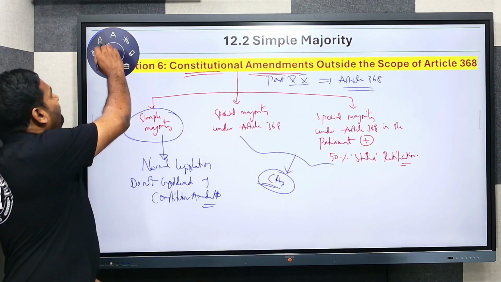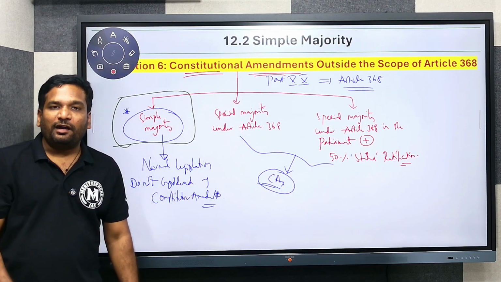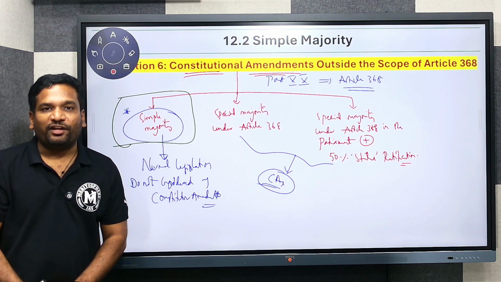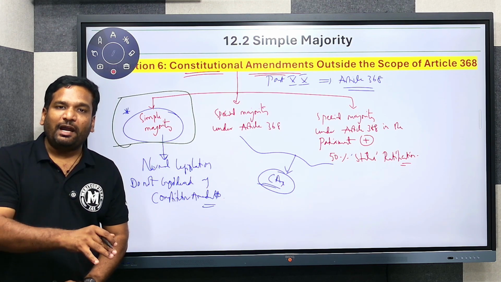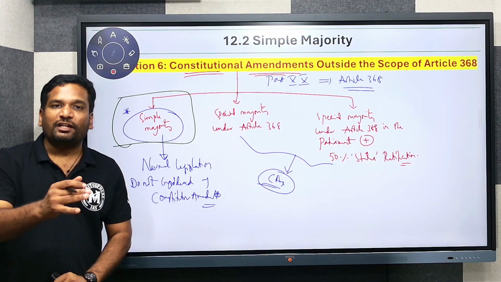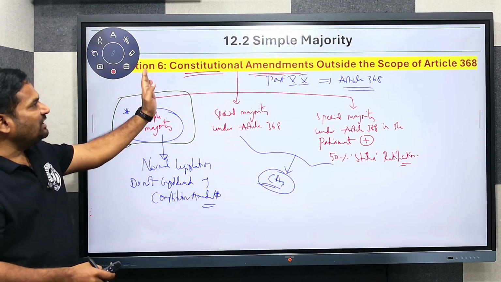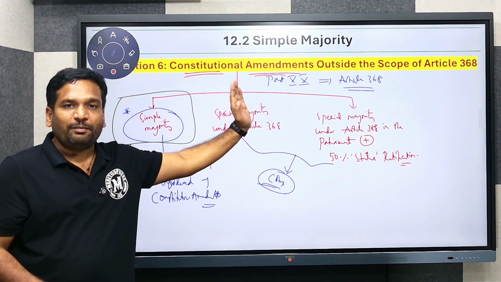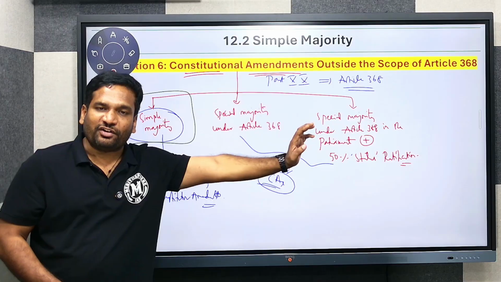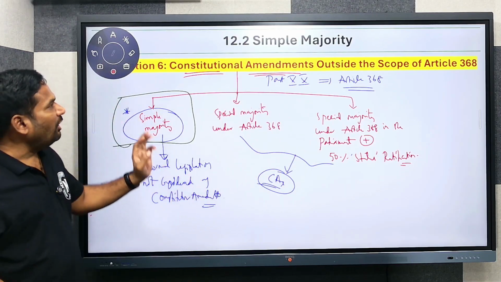So this segment falls outside the scope of Article 368. Whatever provisions of the Indian Constitution can be amended through simple majority fall outside the scope of 368, and they require simple majority. So the sixth application of simple majority says that the constitutional amendments which are outside the scope of 368 require simple majority. Got my point?